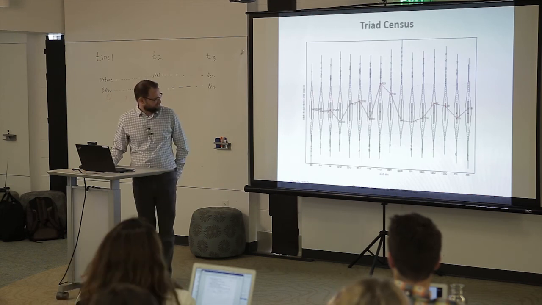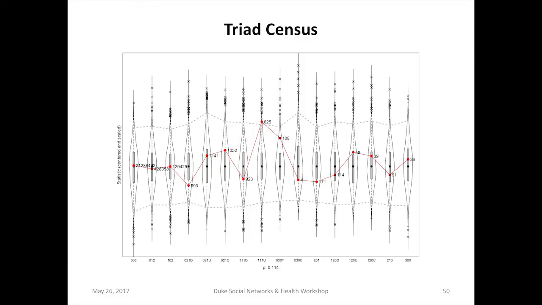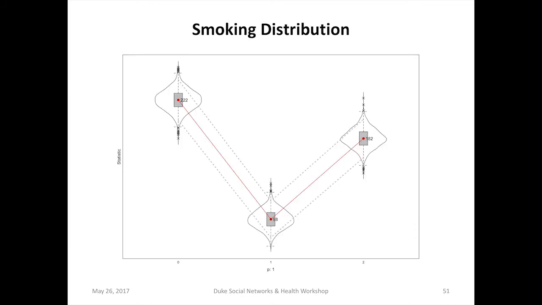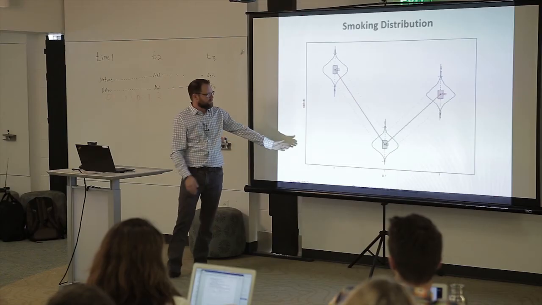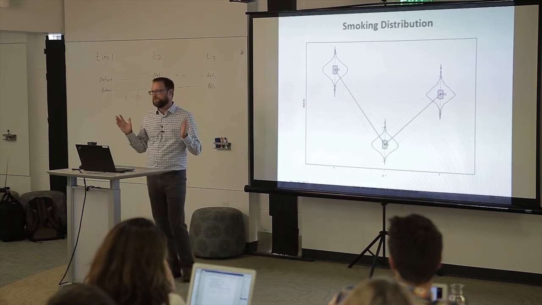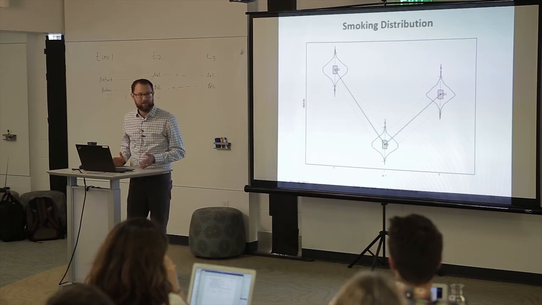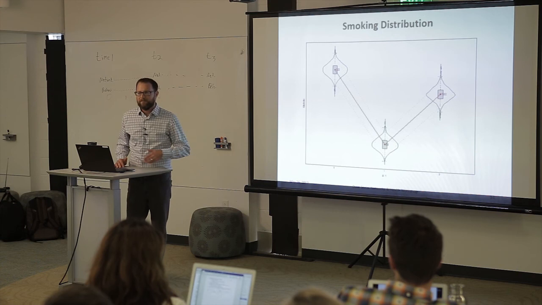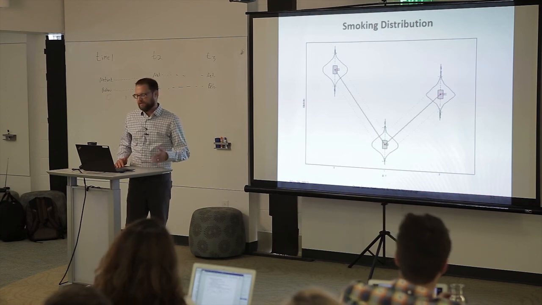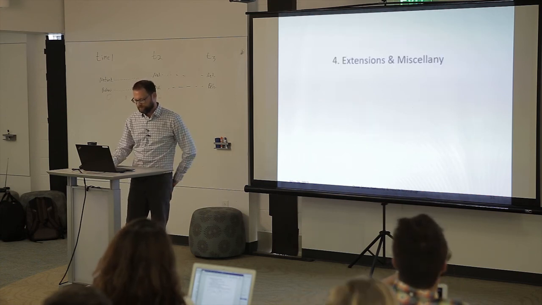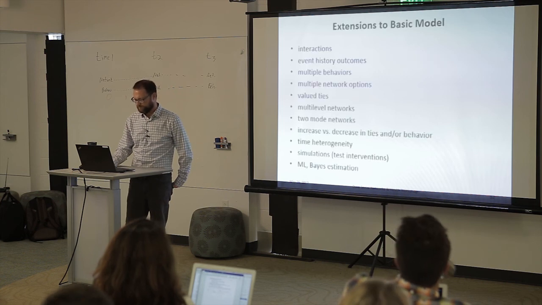Triad census fits. Actually fits. Go figure. All right. And this is the one difference from the ERGMs, that you can look at the distribution of behaviors. This is just how many are in each category. That's such a simple statistic that it should fit. We'd be really in trouble if it didn't. But there are more sophisticated statistics that we'll get to in the lab that I think are more worthwhile.